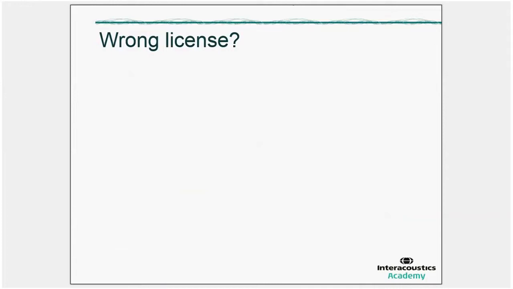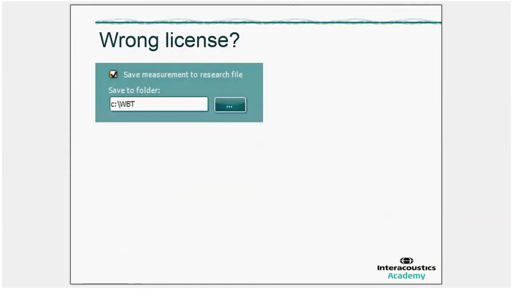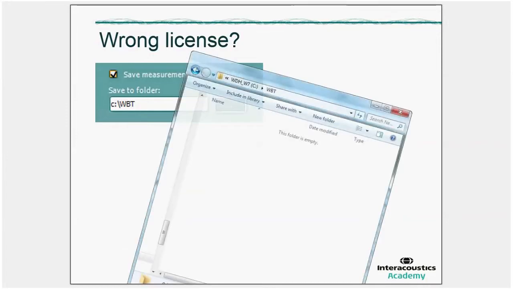For some people it doesn't work straight away because they find out that they might have a wrong license. If you set up a protocol with the option save measurements to research file checked, then perhaps you notice that no file is appearing at the location that you have set up. If this is the case, that is simply the proof that the license on your Titan is configured incorrectly.